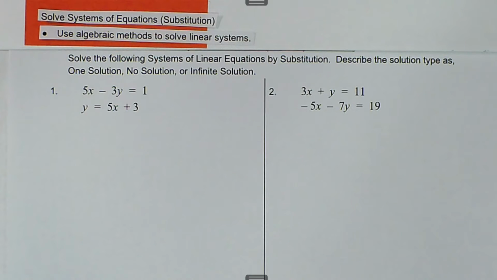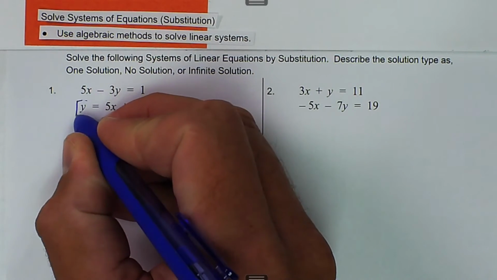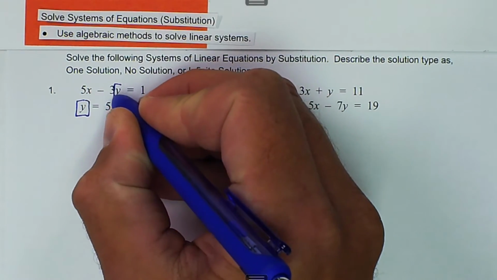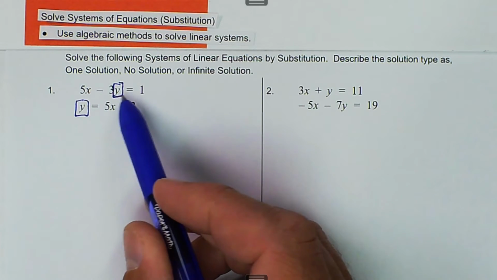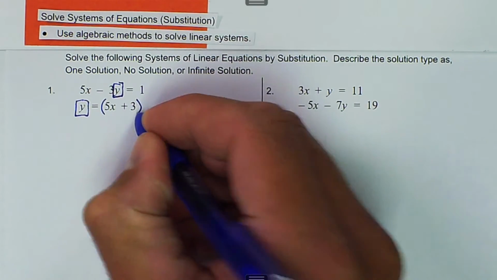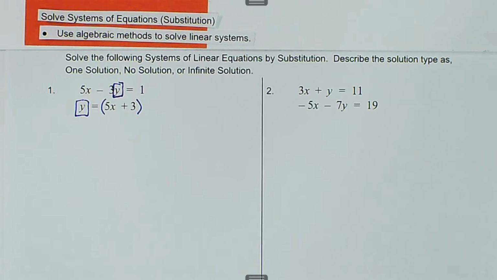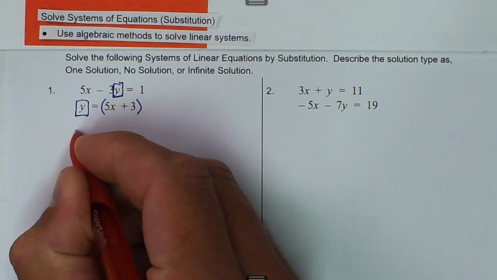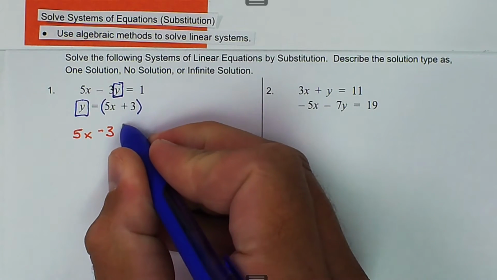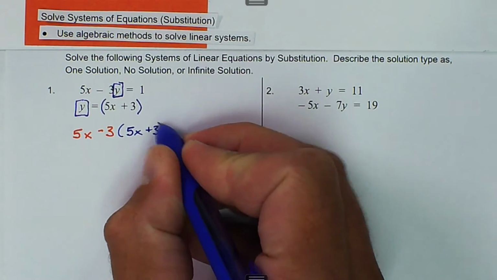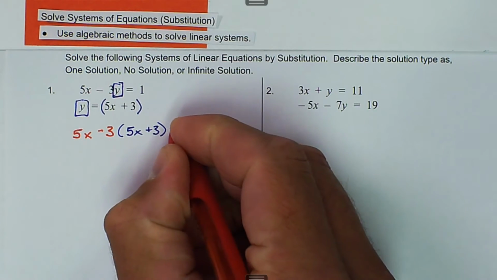So the directions say solve the following system of linear equations by substitution. Describe the solution type as one solution, no solution, or infinite solutions. In this case, we have y by itself, so we will be able to substitute that expression in for y. We're going to take y out and replace it entirely with 5x plus 3. So I'm going to start writing the first equation here, which is 5x minus 3, and now I'm going to replace that y with 5x plus 3. And then I'm going to go back to finish writing the rest of that equation.